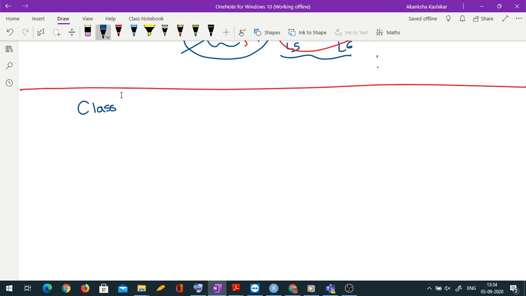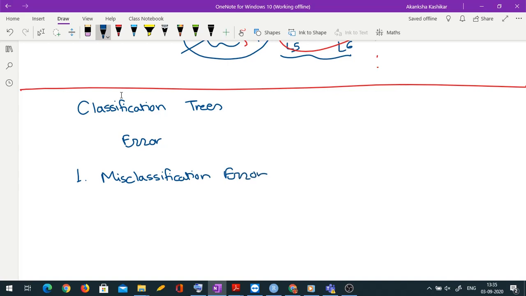I said we have not yet entered classification trees because there are various ways in which error can be measured in the case of a classification tree. Okay. The first and the most commonly known error is misclassification error. How is misclassification error measured? So suppose this is my leaf node. I have 70 observations from class 1 and 30 observations from class 2. Suppose I have only a binary classification tree. Then what would be the misclassification error?